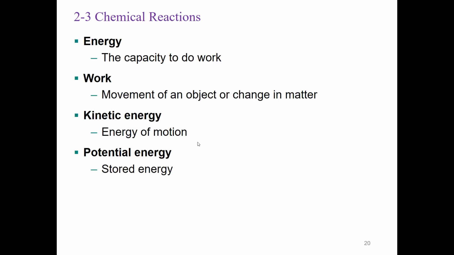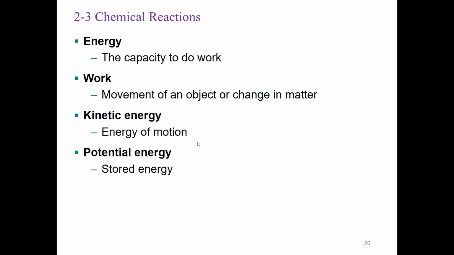Energy is defined as the capacity to do work. Work is moving an object or changing its physical structure. Kinetic energy is the energy of motion, so walking, running, swimming, flying, all kinetic energy, energy of movement. And potential energy is stored energy, and it can be stored based on position.